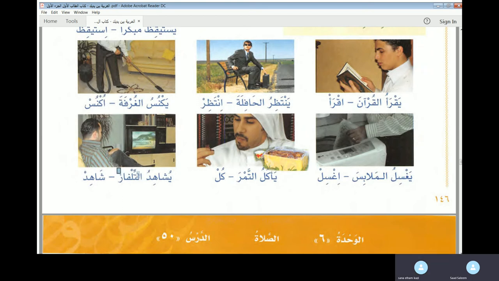Okay, so you use tilfazu or tilfazan. Because it is maful bihi, the action of the verb yushahidu is done on tilfaz, so that's why it is maful bihi. The maful bihi takes a fatha. But because of alif lam, we can use only one fatha here. Yes, one fatha. Shahid, okay.